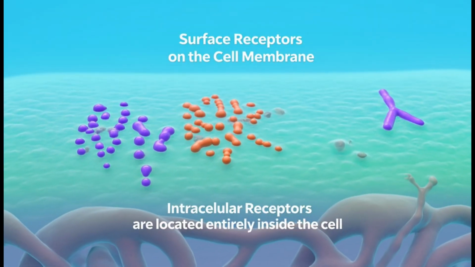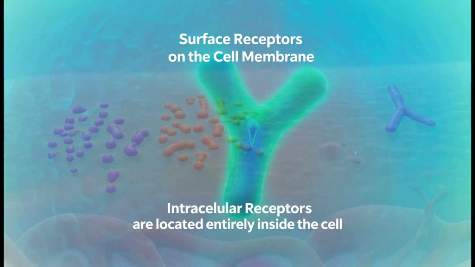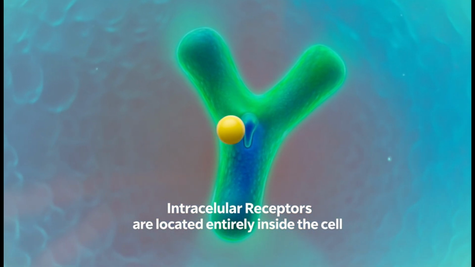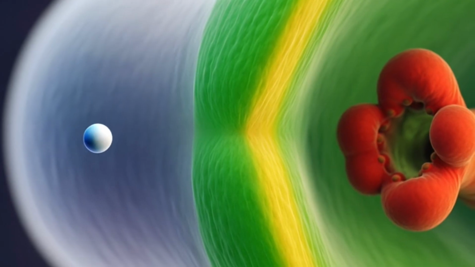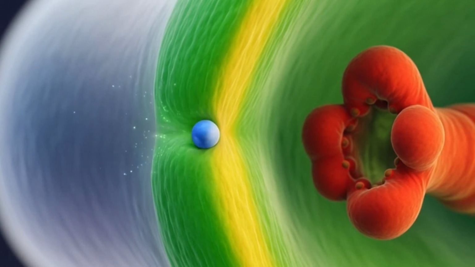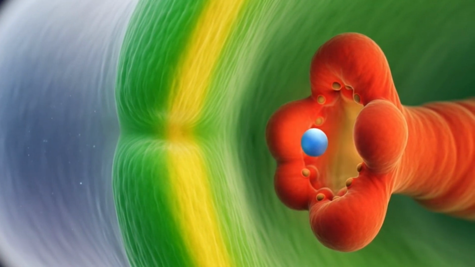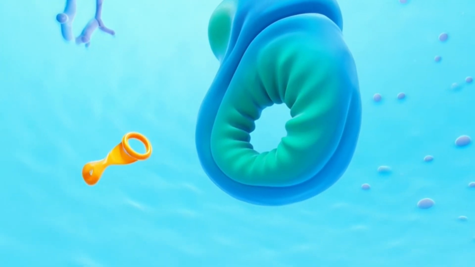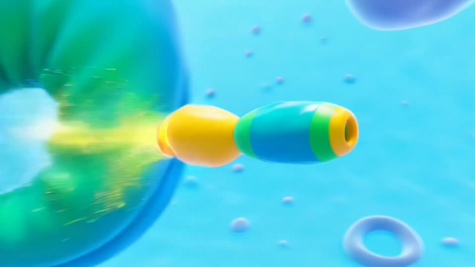Unlike the other 3, this receptor sits entirely inside the cell rather than on its surface, which means the ligand first has to cross the cell membrane before it can bind. This is why intracellular receptors typically respond to small, fat-soluble molecules like steroid hormones. They're able to slip through the membrane on their own.